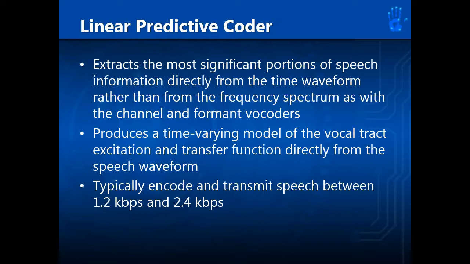Lastly, we have the linear predictive coder. Linear predictive coder extracts the most significant portions of speech information directly from the time waveform rather than from the frequency spectrum, as with the channel and formant vocoders. It produces a time-varying model of the vocal tract excitation and transfer function directly from the speech waveform. It typically encodes and transmits speech between 1.2 kilobits per second and 2.4 kilobits per second.